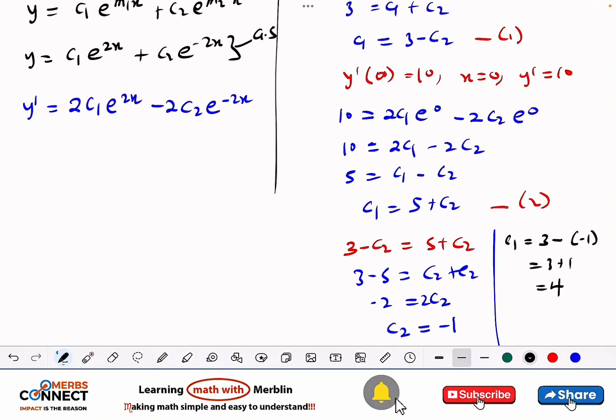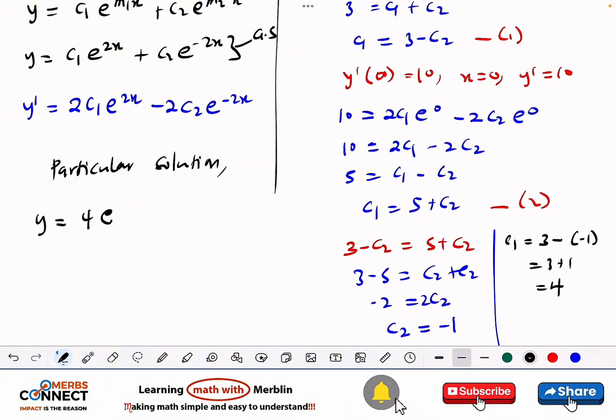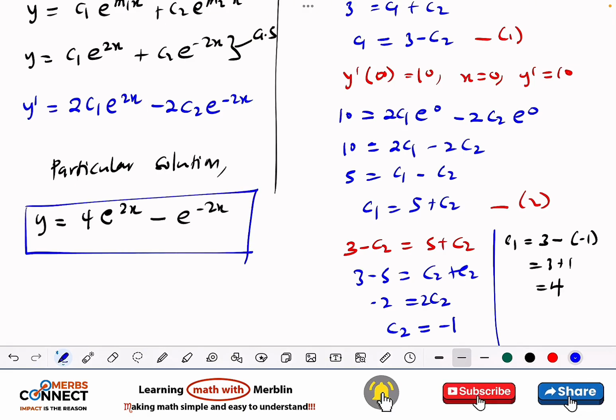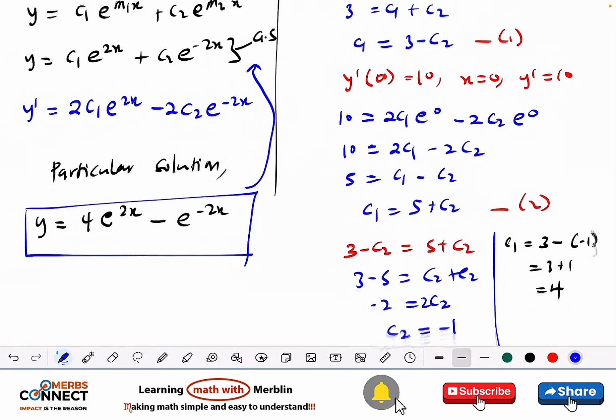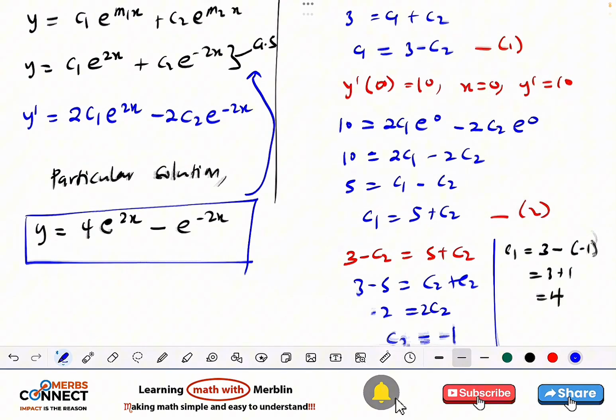So it means that now the particular solution, we are going to have y, which is going to be 4e to the power 2x minus e to the power minus 2x. So this is the particular solution from the general solution. So it's very, very simple.